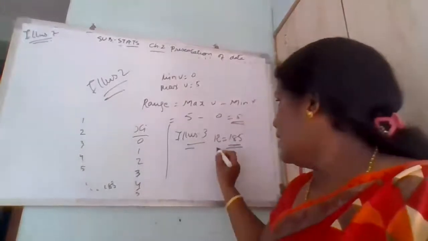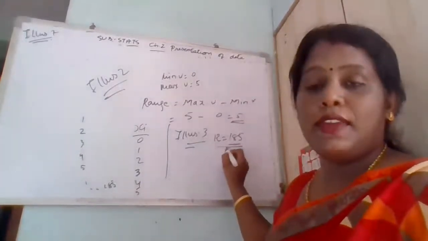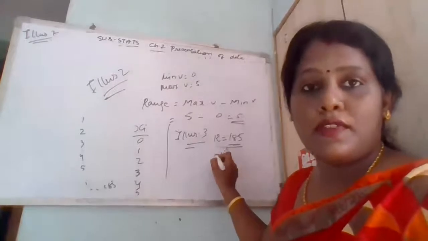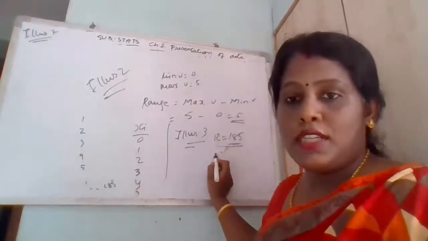So here we found the range, and with this range we have to decide whether we have to go for a discrete frequency or continuous frequency, right?